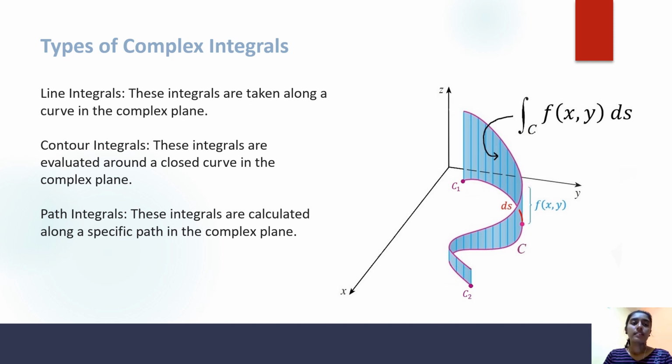Types of complex integrals. Line integrals: these integrals are taken along a curve in the complex plane. Contour integrals: these integrals are evaluated around a closed curve in the complex plane. Path integrals: these integrals are calculated along a specific path in the complex plane.